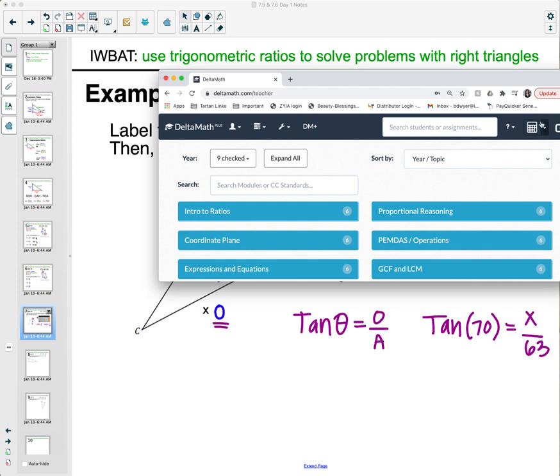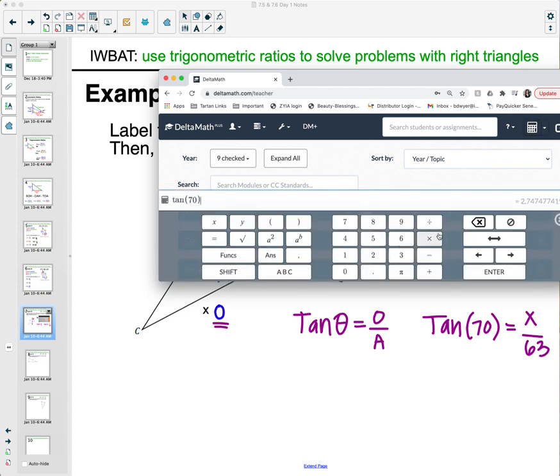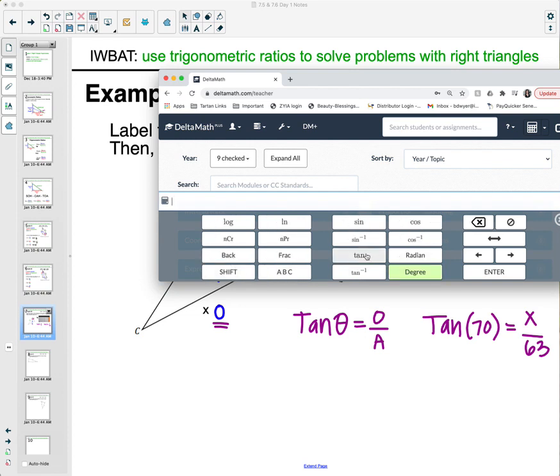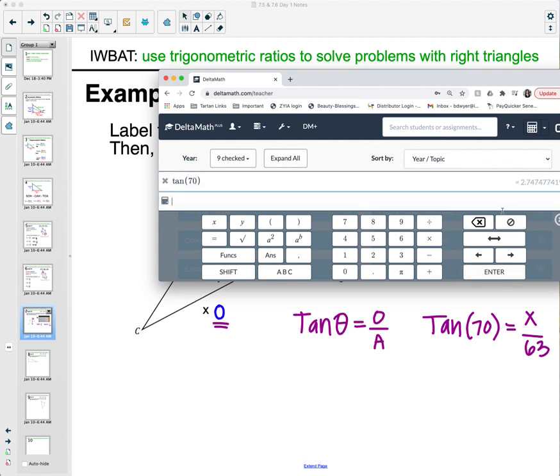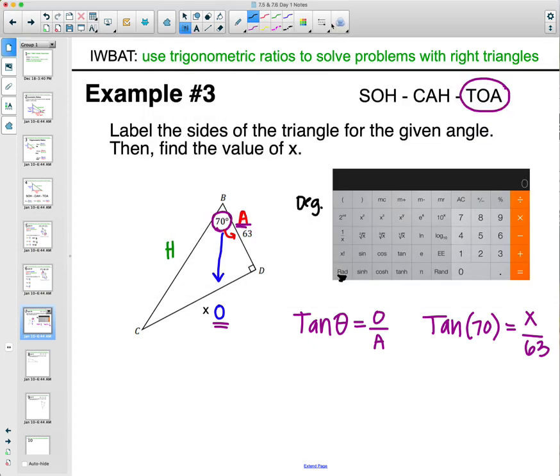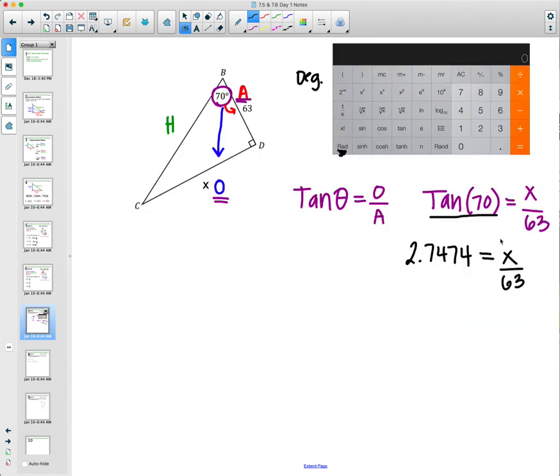So let's take a look at this calculator. Let me clear this out. When you're in the calculator, you'll hit functions, tangent, make sure degree is highlighted, and then back and type in the angle. Then you can hit enter if you want. It's also right here. So 2.7474. This decimal right here is 2.7474, and that equals x over 63. So now we need to solve this for x.